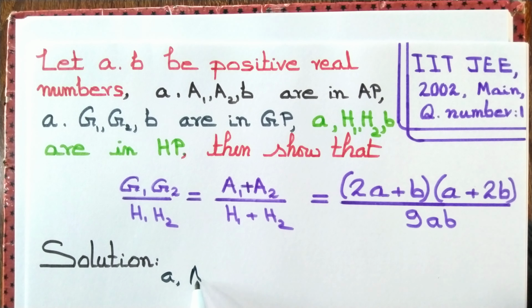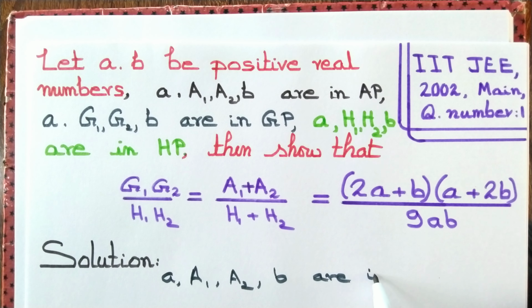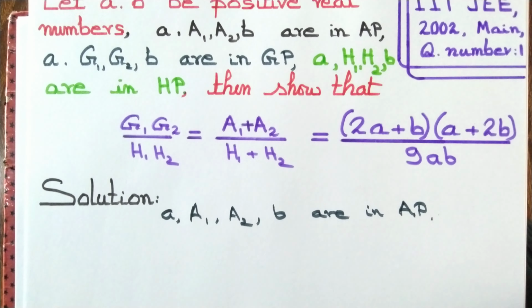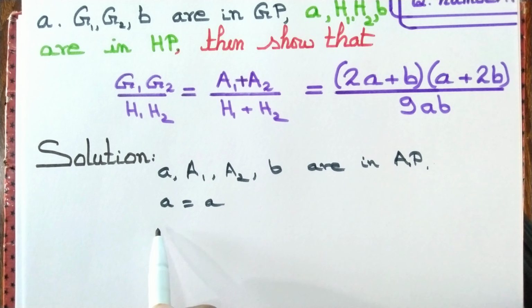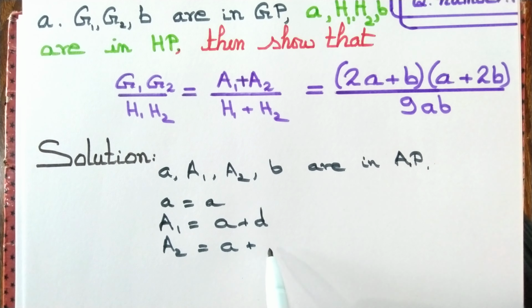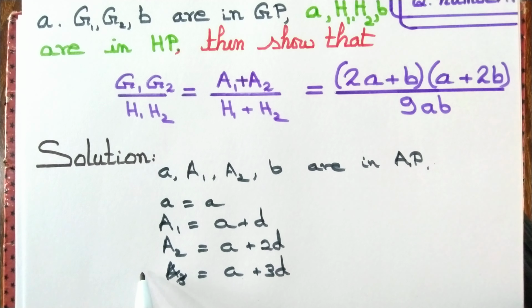If they are in arithmetic progression, then there is a common difference. Let D be the common difference. Then a is equal to a, that's obviously true. a1 must be equal to a plus the common difference. a2 must be equal to a plus 2 times the common difference. And b is equal to a plus 3 times the common difference.